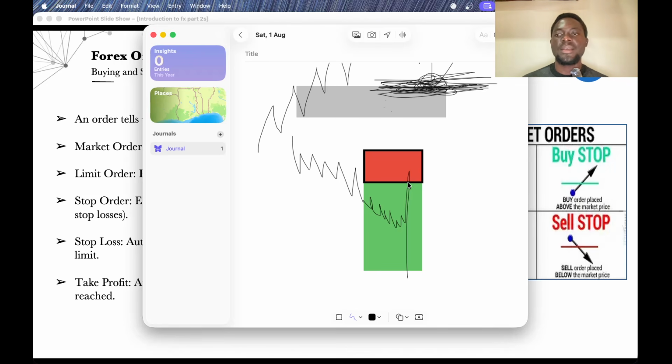And then this is a buy stop. So let's say the market is going up, up, up. But how the market is going, you believe it is going to continue going up until here.